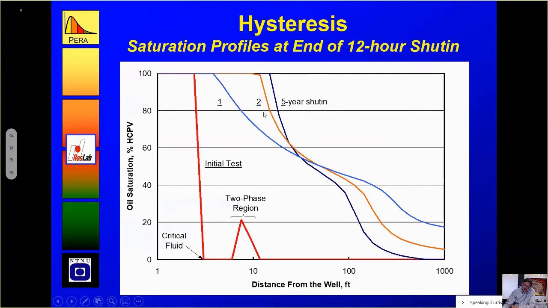At the end of the shut-in for the others, you can see this saturation profile. The red curve is showing the production, and the rest are the shut-in. No, these are all at the end of 12-hour shut-in. So for this thick red one, the well's produced for 2 days. Okay. And this is after the 12-hour shut-in, after 2 days of production. The others, it's been producing for a year. Okay. And then it has a half-day shut-in.